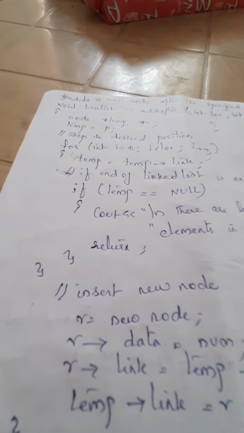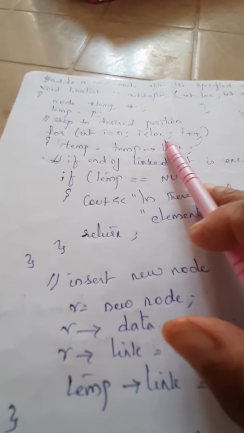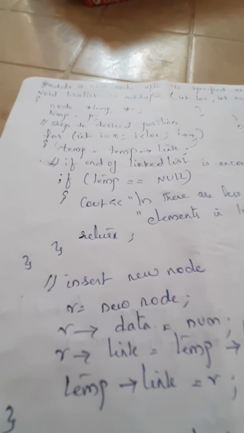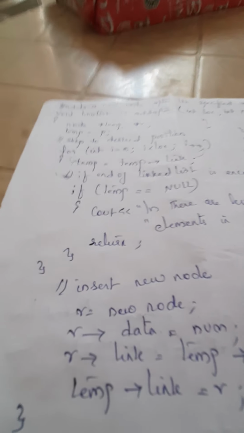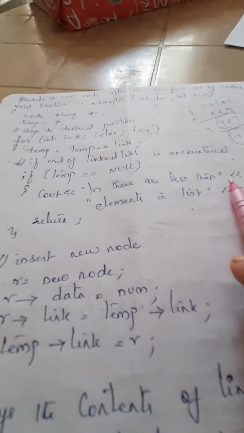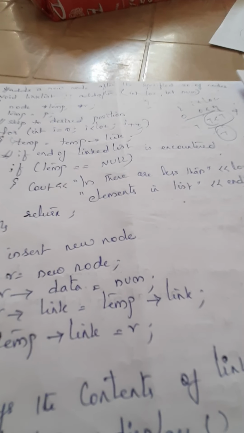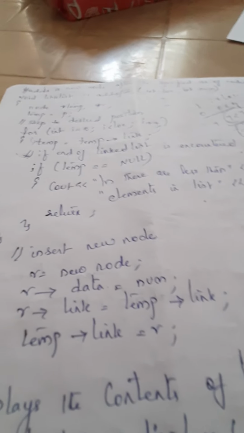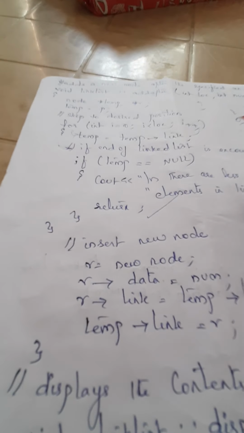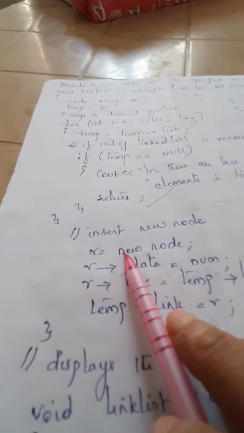Now what is happening in the next statement? If the end of the linked list is encountered, that means if the location that you have sent is after the null, that means if 7 is not encountered, and if temp value reaches null, then you have to display that the number that you want is not present in the list, because the location that you have specified is more than the number of elements present in the list, and you will return. If that is not the case, that means if temp is not reaching null, then you have to insert a new node after the position 7.